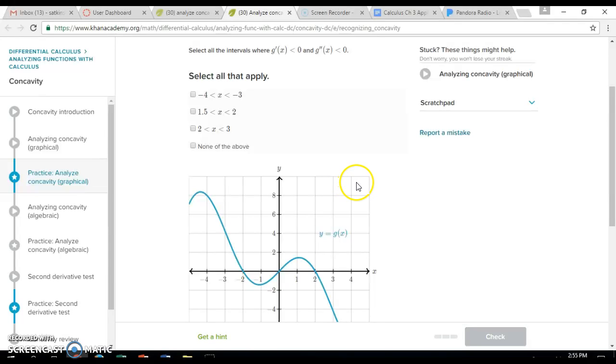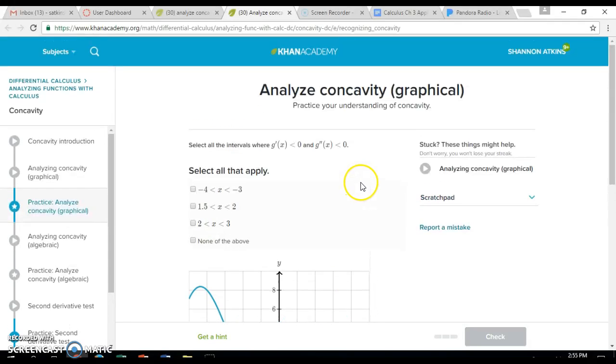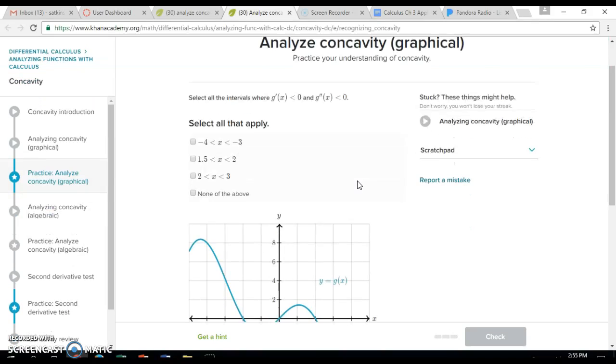Okay, so let's look at the concavity problems that you're going to do for homework tonight. First one, analyze concavity graphically. Let's look and see what this means. Select all the intervals, so maybe more than one applies.